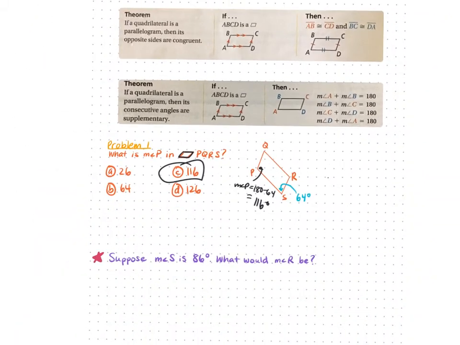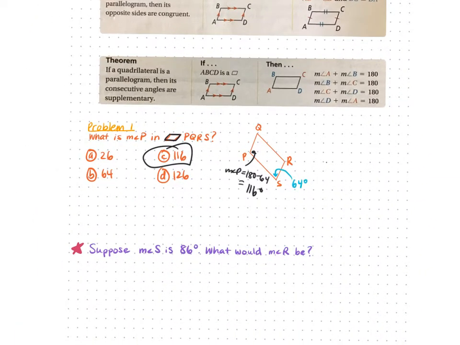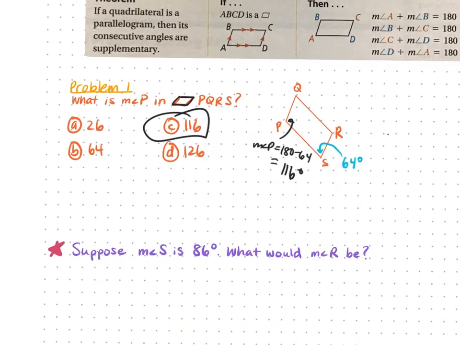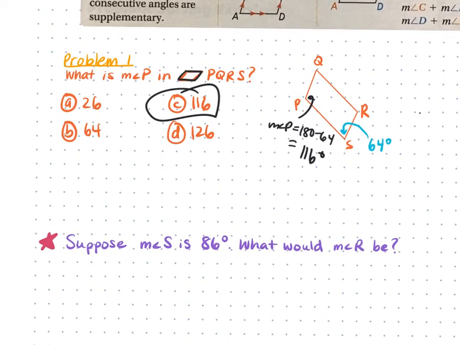Okay, why don't you try this next one? It is the same problem, but instead of this being 64, let's make this 86. What would the angle R be if this one was 86? Press pause and see if you can figure that out. You might not even have to press pause. You probably could figure it out right now while I'm talking. Then come back after you've gotten your answer to check to see if you got it right.